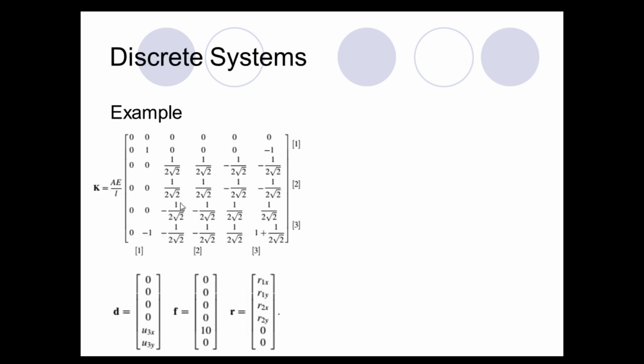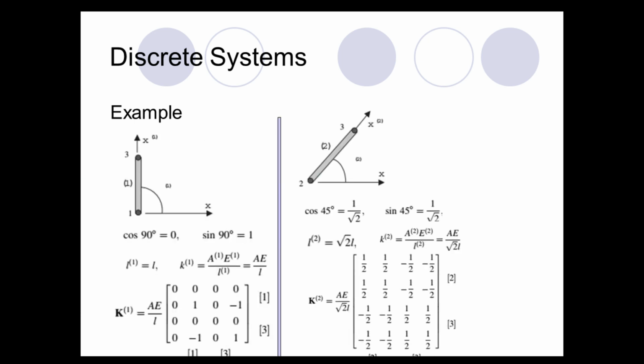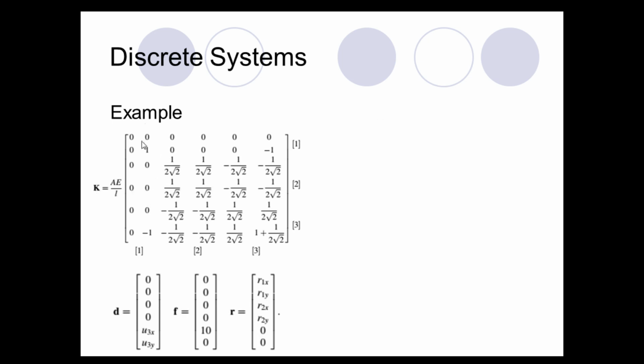And as a result, if we do this operation for each member, we only have 1 3, 3 3, 1 1, 2 2, 2 3. This is what we are going to get. This will be your global stiffness matrix, in fact. Now these two rows are associated with node 1, these two rows are associated with node 2, and these two rows are associated with node 3, in fact.